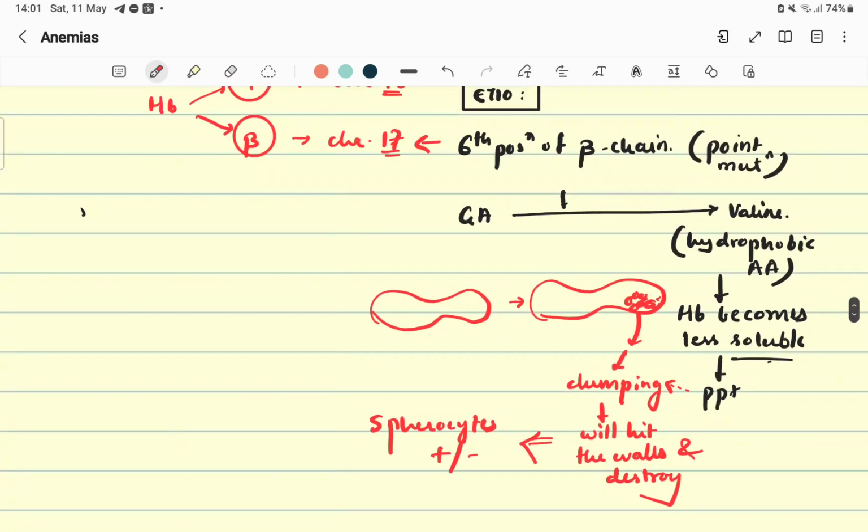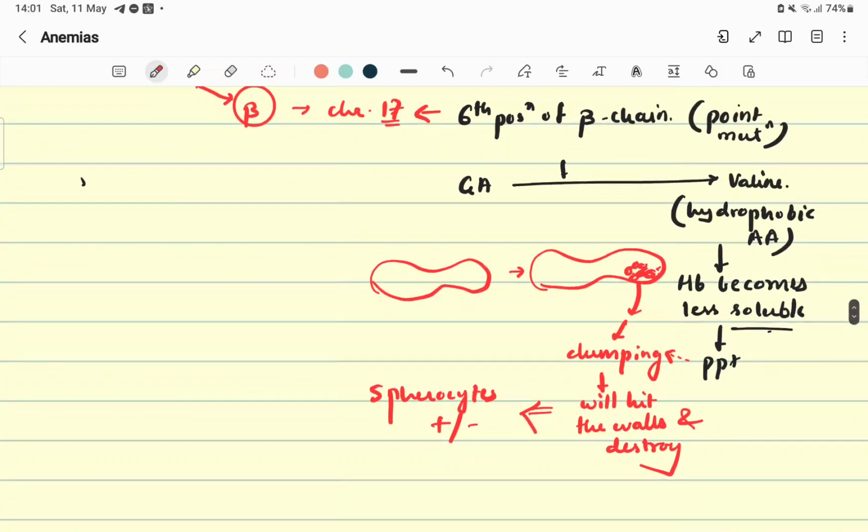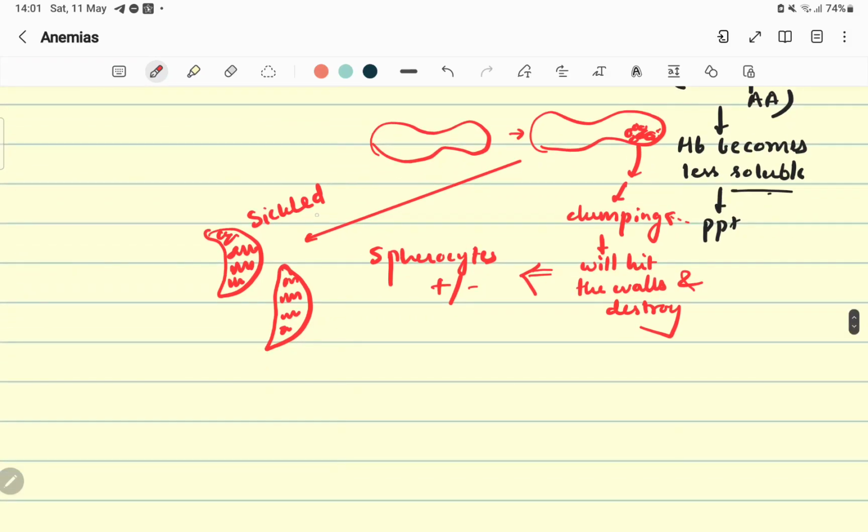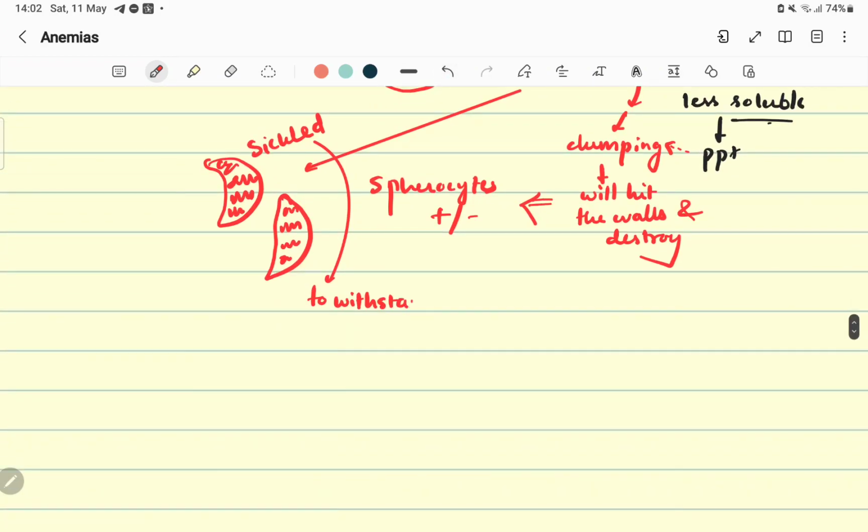After clumping, it will precipitate out and form this type of RBC, having this type of hemoglobin inside. It will take the shape of a sickle, sickled to withstand the oxidative stress.